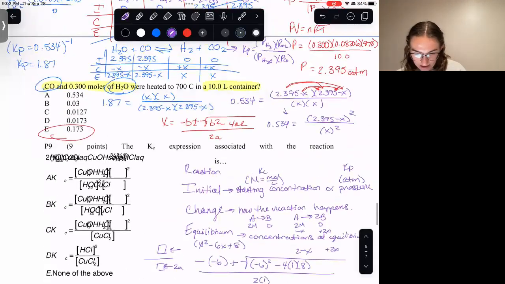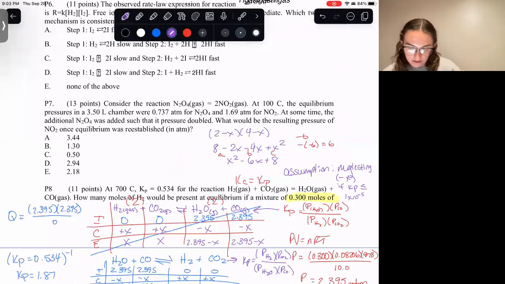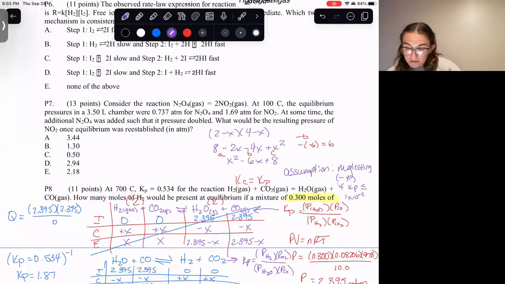Yep, I could do practice 7. Okay, so for question 7, we have: consider the reaction N2O4 in equilibrium with 2 NO2 gas at 100 degrees Celsius. The equilibrium pressures in a 3.5 liter chamber were 0.737 and 1.69. At some time, additional N2O4 was added such that the pressure doubled. What would the resulting pressure of NO2 be once equilibrium was reestablished?